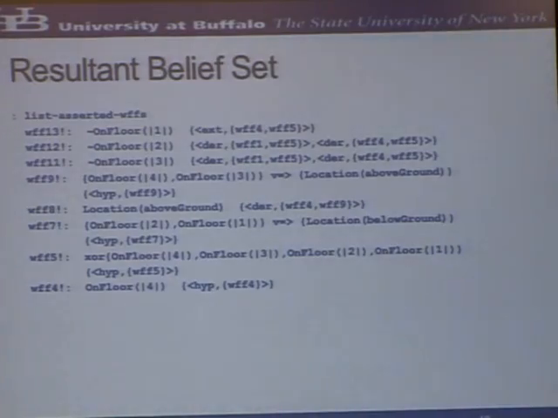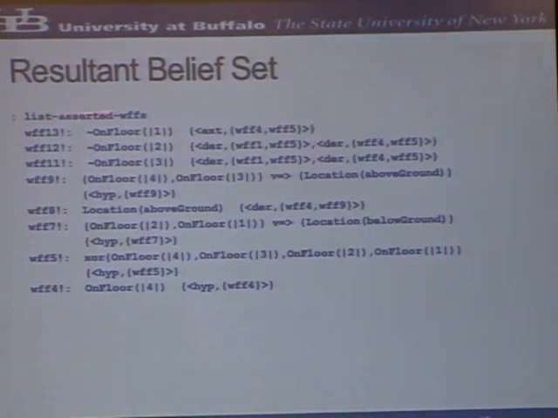So then it says, okay, we get out of that. And now if I list assert woofs, we're on floor four, hypothesis. We're on exactly one of these floors. One and two are below ground. Three and four are above ground. Our location is above ground. We're not on three, we're not on two, we're not on one. It's funny, there should be something else. But anyway, that's it. Notice that location below ground has disappeared. It's no longer believed. Okay, it wasn't involved in the contradiction, but it used on floor one to derive it, and on floor one has gone away, so it's no longer there. Okay?